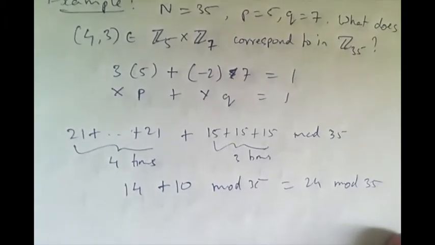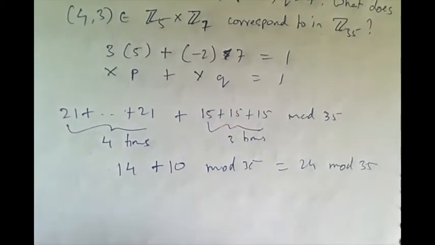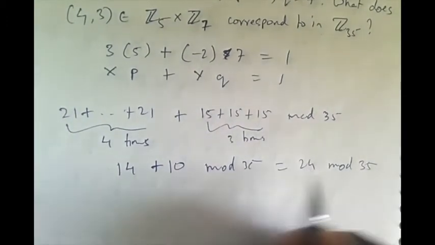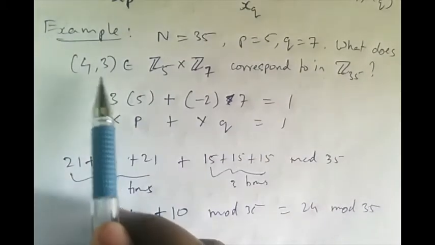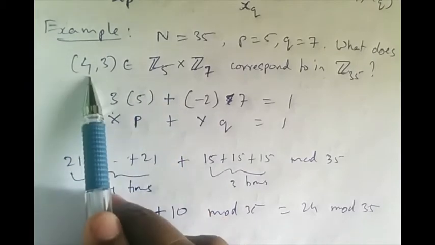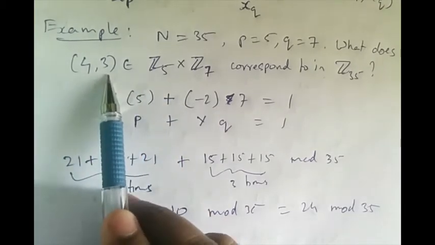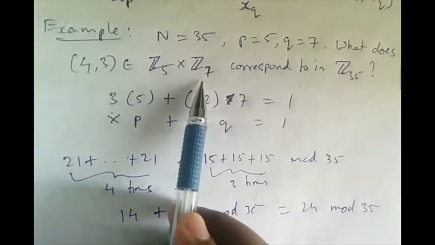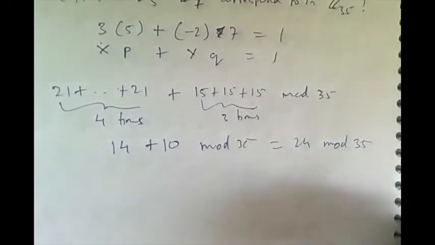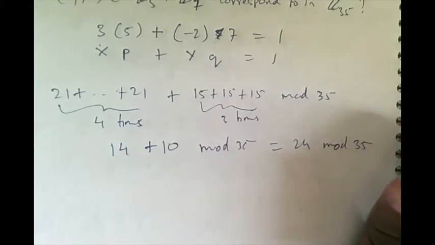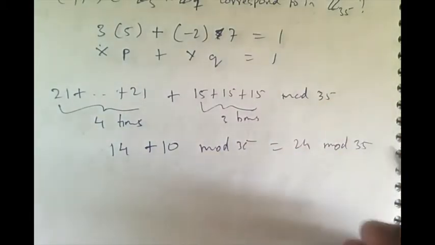So 24, and we can check this. If I take 24 modulo 5, I get 4. And modulo 7, since 7 times 3 is 21, 24 modulo 7 is 3. So it does map. So 24 is the right pre-image of (4, 3). Okay.